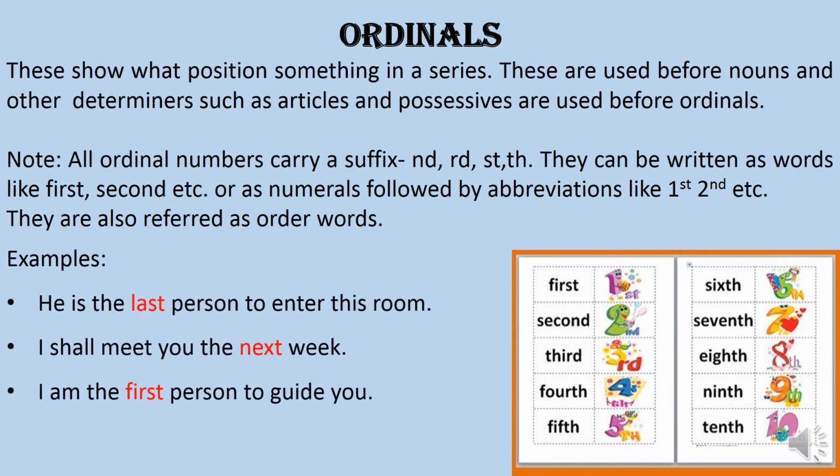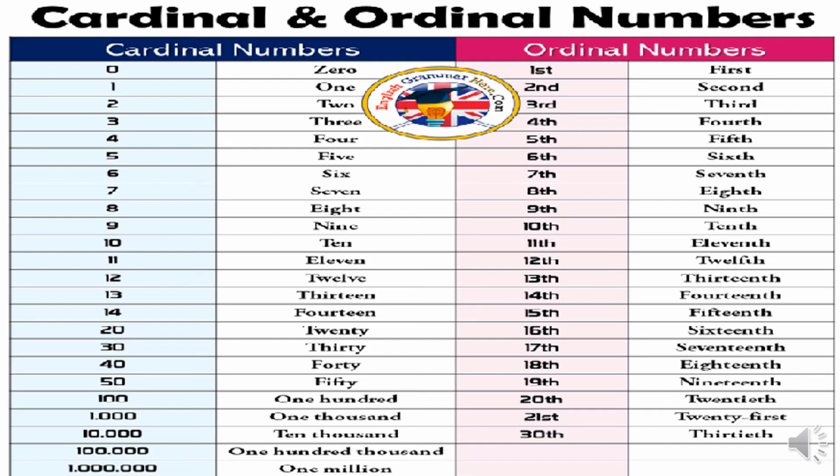The examples: he is the last person to enter this room. I shall meet you next week. I am the first person to guide you. This is for your reference, children. Cardinal and ordinal numbers. The cardinal numbers start from 0 and continue to 1 million and so on. And then ordinal numbers have the suffix st, nd, rd, th, and they are also written in words like first, second, third, fourth, fifth, etc.